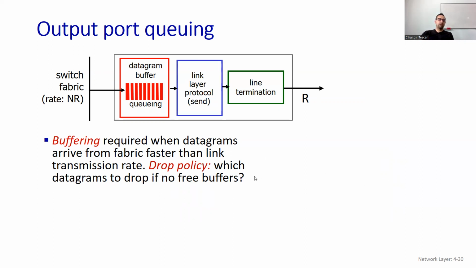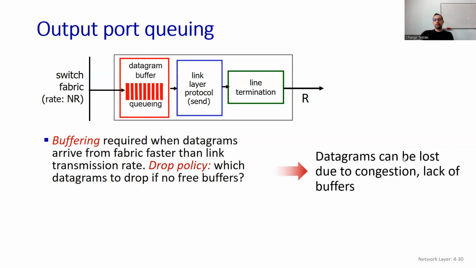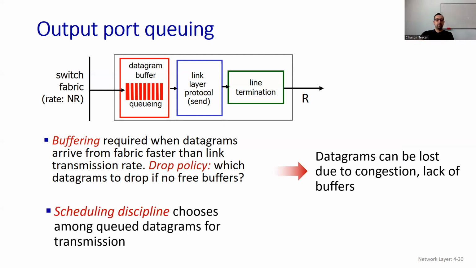So one might think that if the buffer is full, you drop the new ones, but actually you might have a different idea and drop some others waiting in the queue and accept the new ones. Since we have many headers, we can decide what to keep and what to drop. This is what is meant here. So datagrams can be lost due to congestion and lack of buffers.